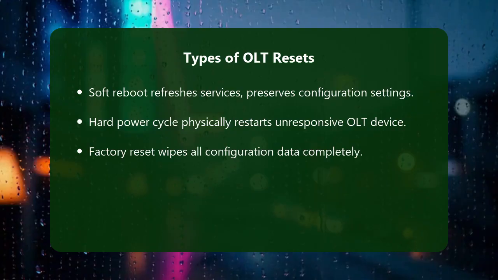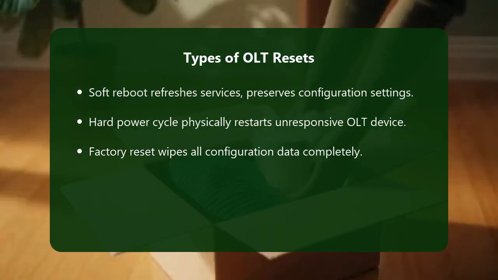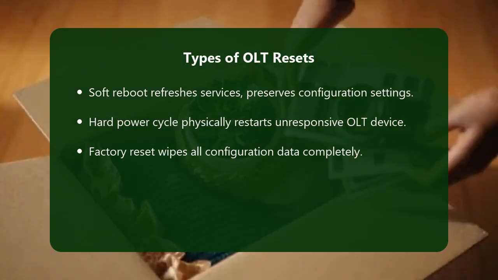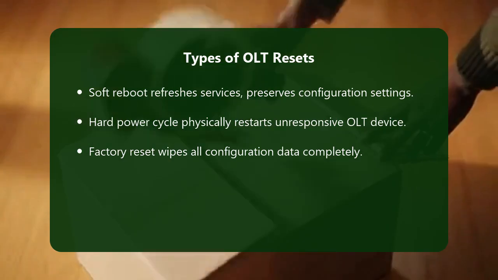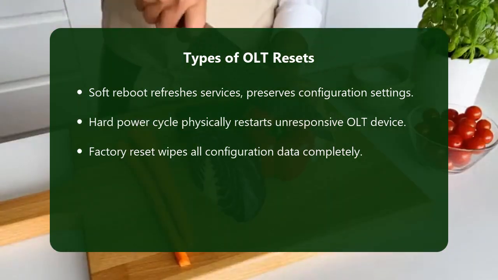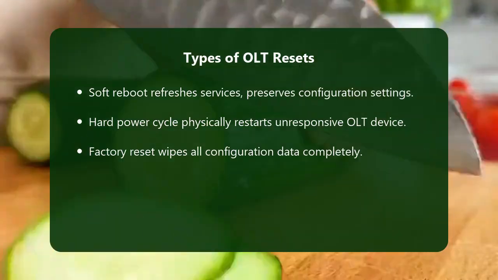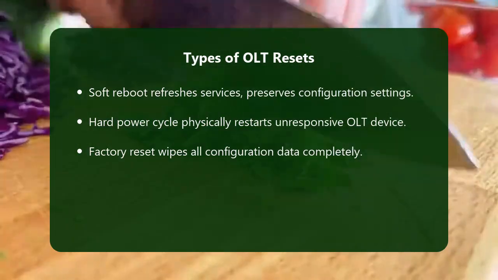You can usually initiate a soft reboot through the CLI using a command such as reboot or system reboot, followed by a confirmation. The OLT will then gracefully shut down and restart, typically taking a few minutes to come back online. A hard power cycle involves physically disconnecting the power to the OLT and then reconnecting it.